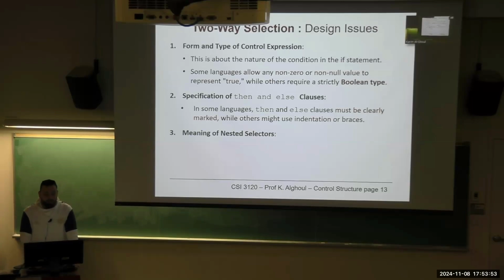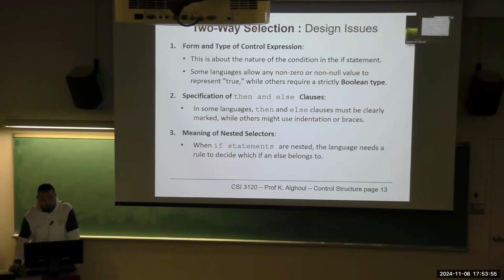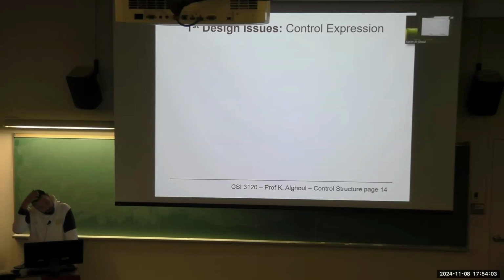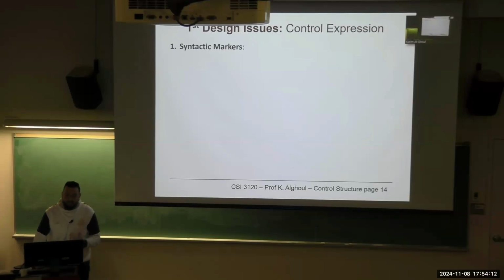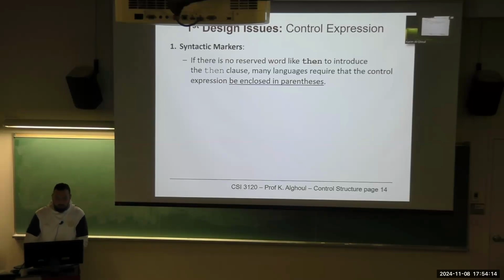Now, the third one, which is the meaning of nested selectors. When if statements are nested, the language needs a rule to decide which if an else belongs to. So we're going to talk about it. So let's start with the first design issue, which is the type of the control expression. There are two main things. The syntactic markers are what?